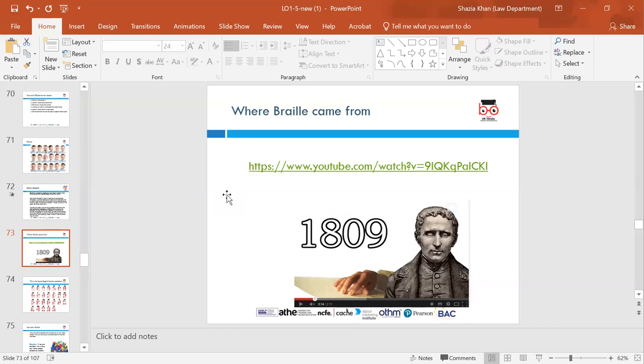Louis Braille's legacy has enlightened the lives of millions of people who are blind. As a result, blind individuals from all over the world benefit from Braille's work daily.